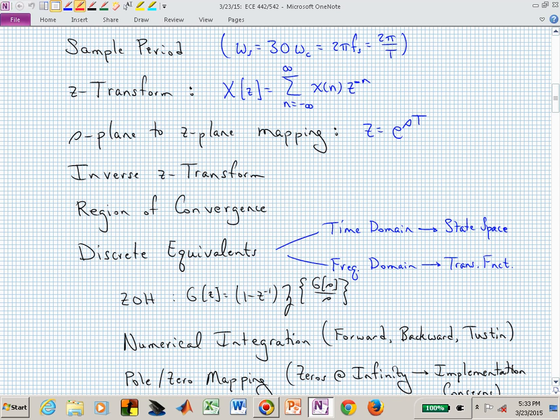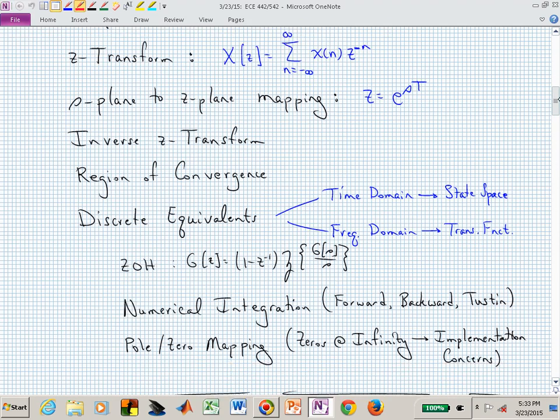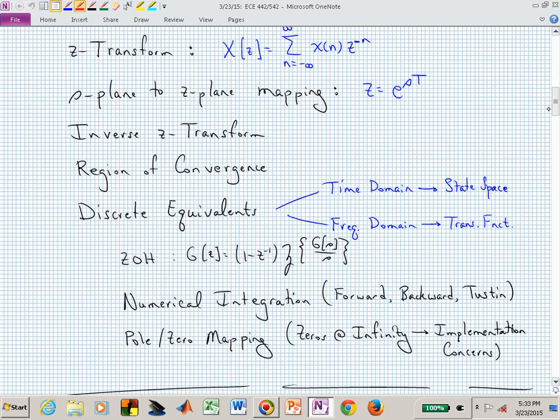We talked about inverse Z-transform, and to make that unique, we needed this concept of region of convergence, and you did quite well on the regions of convergence on the exam. Actually, you did quite well on the entire exam. So maybe you did enjoy your spring break that way.